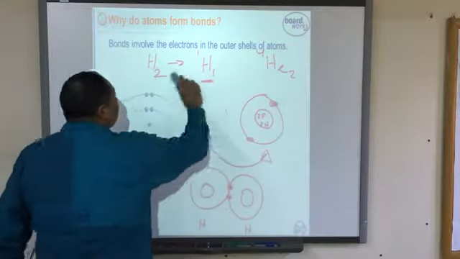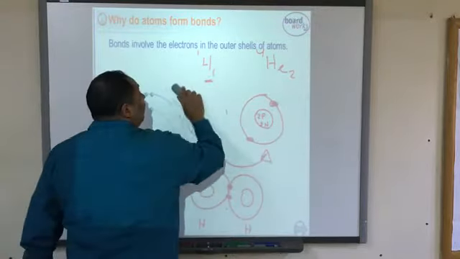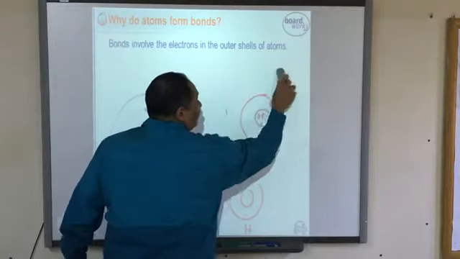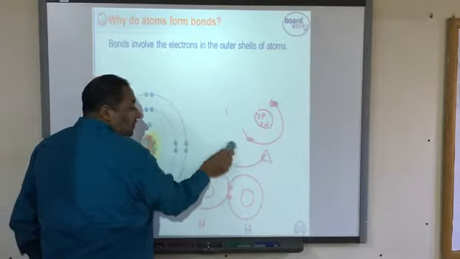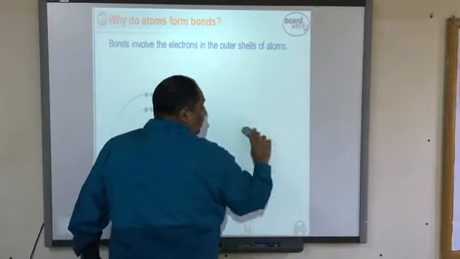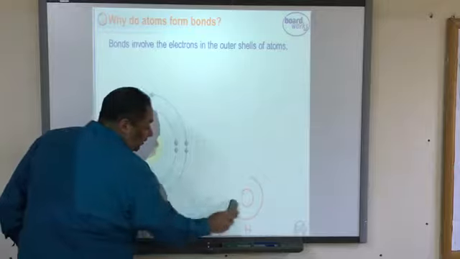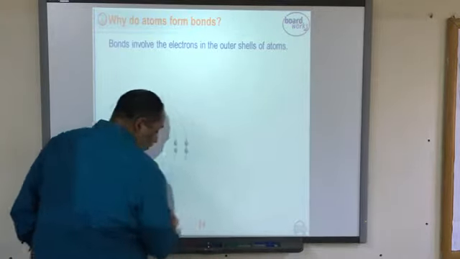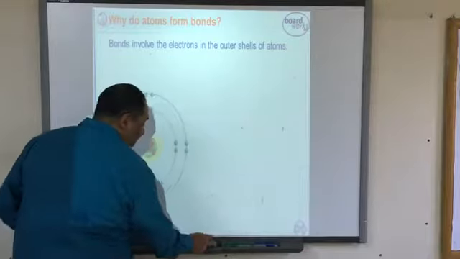So now this is the question: why do atoms form bonds? Because they can't survive by themselves except for inert gases. They need some help, some support, to reach the perfect structure, the nearest inert gas structure. Okay, very good.